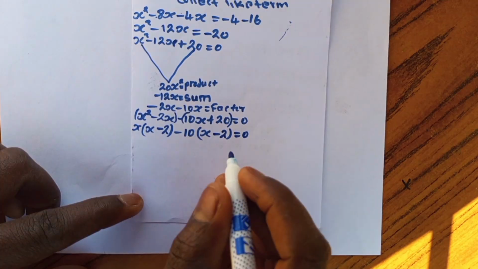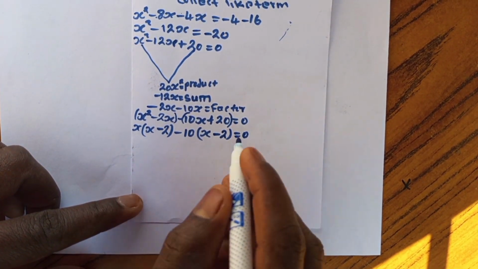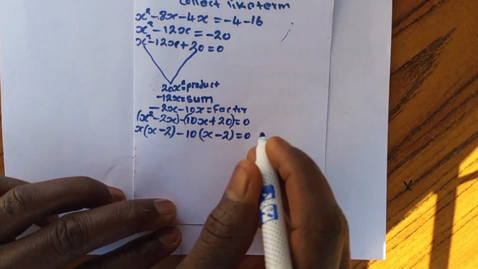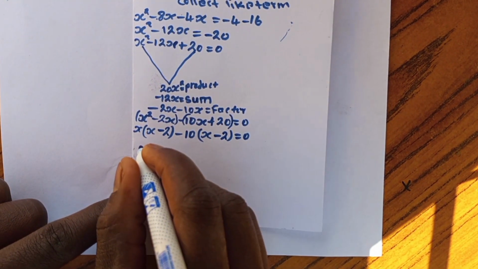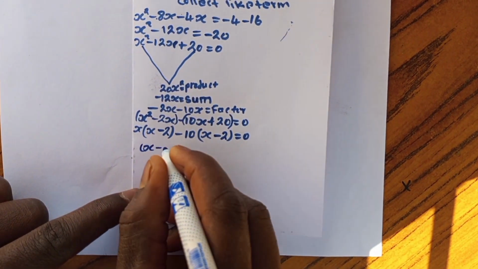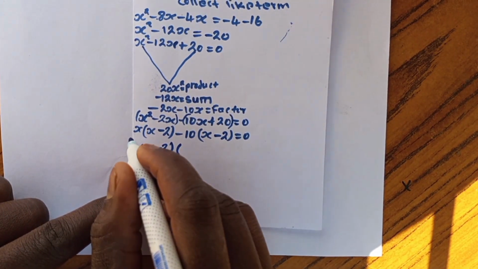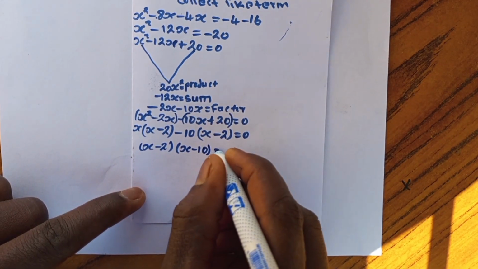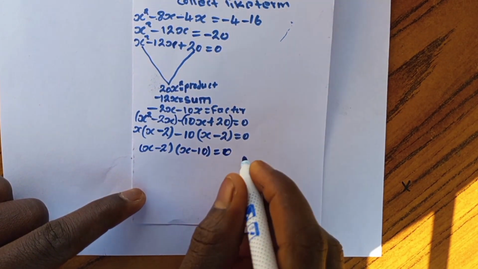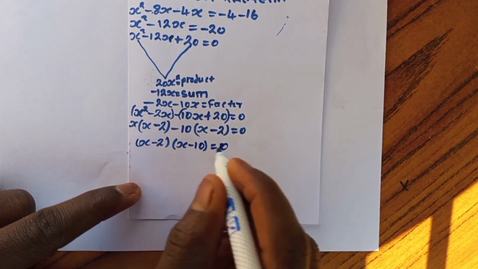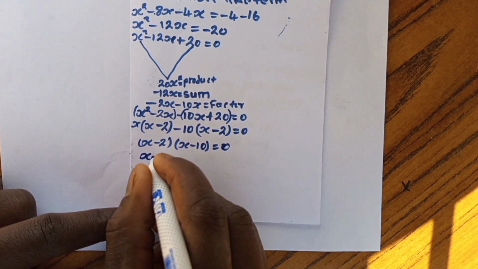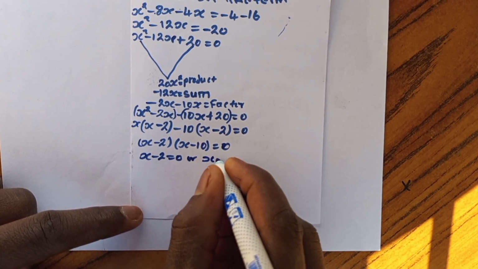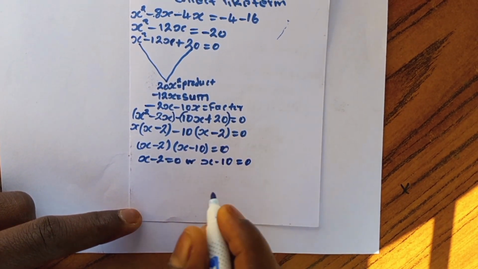Now what you are going to do, the brackets are the same. We'll take 1, then we'll take the number outside the bracket. So we take x minus 2, then we take the number outside the bracket, x minus 10, equals to 0. So we continue. We take this, equate it to 0. We say x minus 2 equals to 0, or we take this x minus 10 equals to 0.